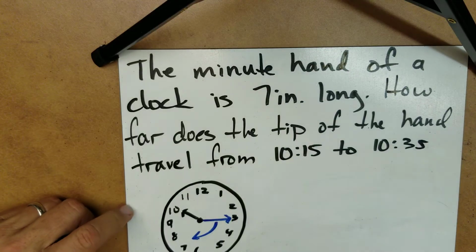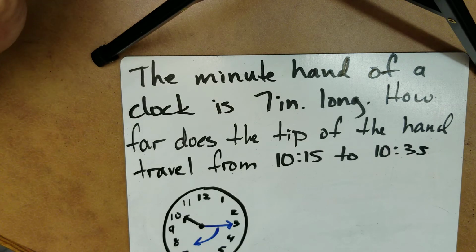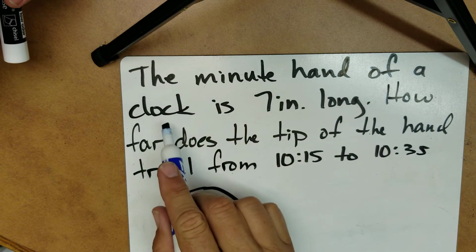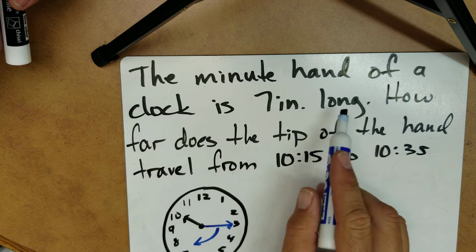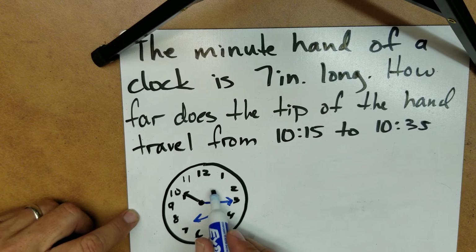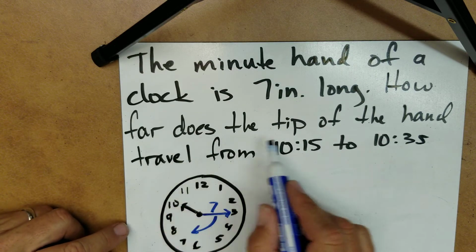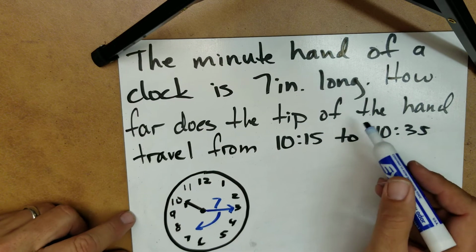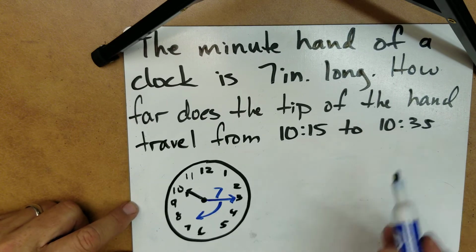You got this. All right, here's kind of a different type of example that your book kind of gets into. The minute hand of a clock is 7 inches long. So that would be right here in my drawing. This blue arm is 7 right there. How far does the tip of the hand, that's right there, travel from 10:15 to 10:35?